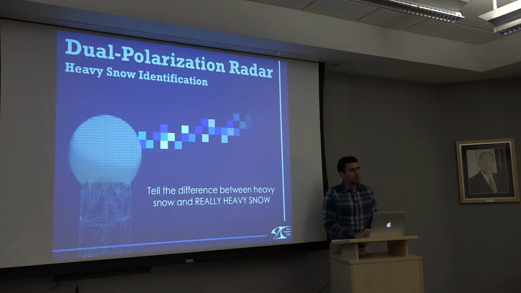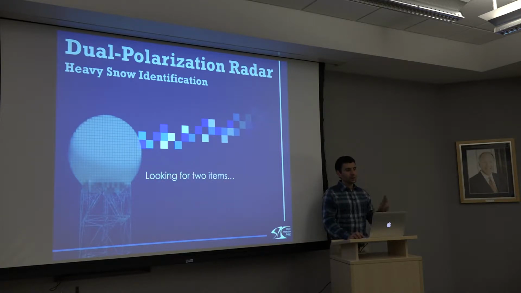Okay, so we've talked about ways to see melting aloft, ways to see transition areas, but let's talk about how we just spot when there's heavy snow, and maybe when there's really heavy snow. How do we do that? We want to see two things to get us heavy snow or really heavy snow, where we're just getting those rates of 2-3 inches an hour.